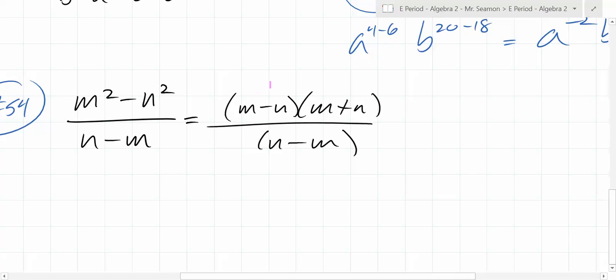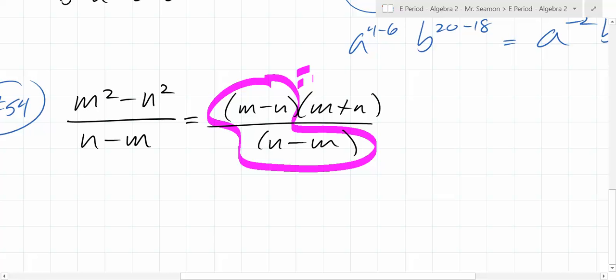What do you know about this right here? What is that equal to? Nope, it's equal to negative 1. So what does this equal? Negative m plus n. Done.